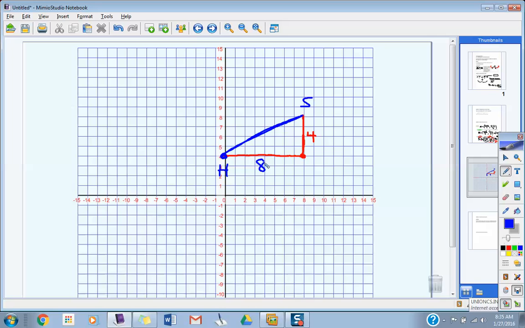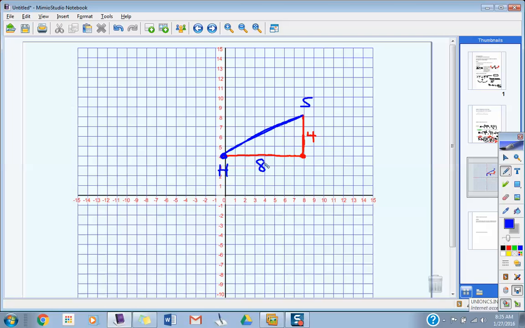If I said, hey, McKenna and Britton are going to run a race, and I'm going to say that you guys are going from H to S. McKenna, you get to run on the blue route. Britton, you have to run on the red route. Who has the advantage? Why?